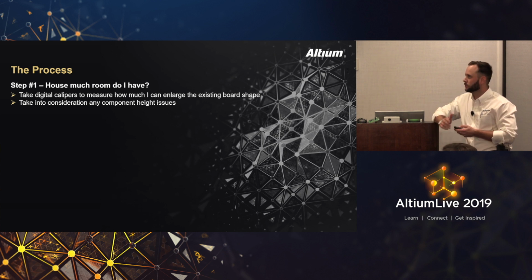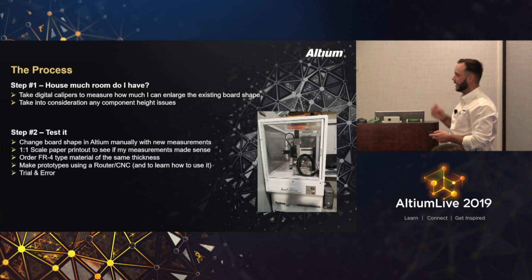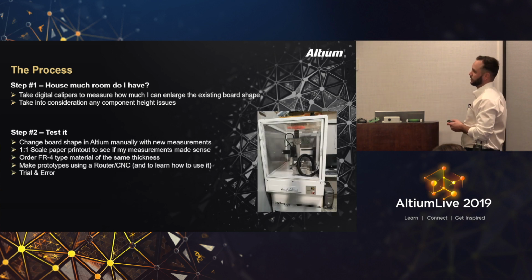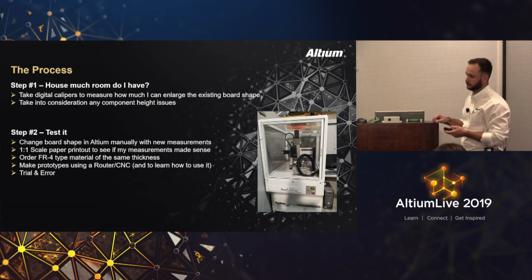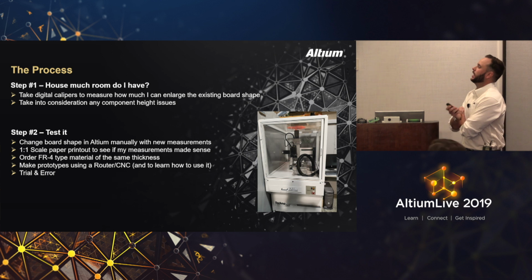From there, I just had to make sure you don't put any components in any places that are going to give you any clearance issues, and kind of just cross your fingers and hope for the best. And step two was I had to test it. So I changed the board shape in Altium. I did a one-to-one paper printout because that's my best friend. And everything seemed to make somewhat sense.